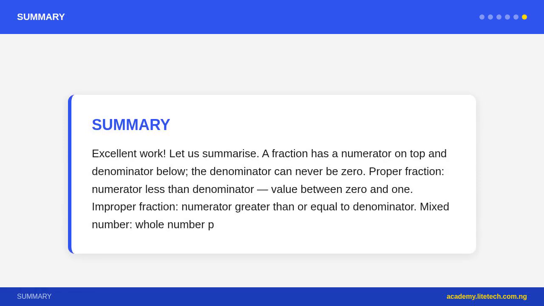Excellent work. Let us summarize. A fraction has a numerator on top and denominator below, the denominator can never be 0. Proper fraction, numerator less than denominator, value between 0 and 1. Improper fraction, numerator greater than or equal to denominator. Mixed number, whole number plus proper fraction. Equivalent fractions, multiply or divide both parts by the same number. Simplify, divide both parts by their HCF.